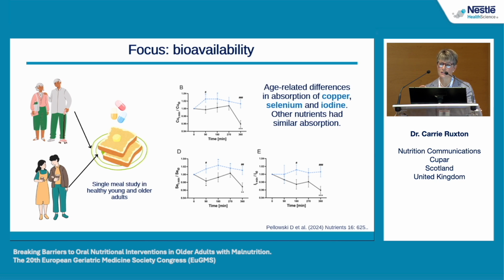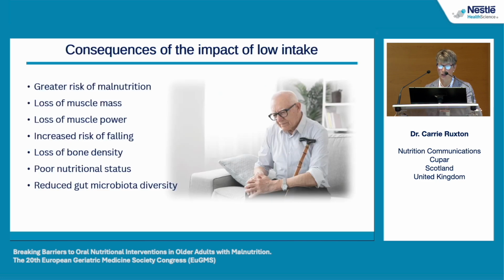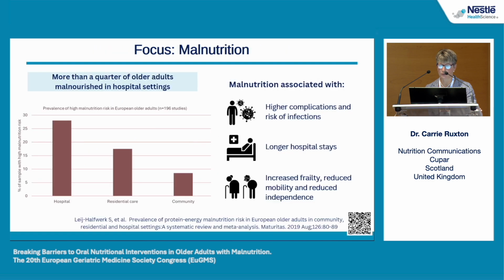This was just one study, and this is the type of study I would actually like to see repeated, because I wonder if there are some differences for the other nutrients, for example, vitamin D. So the consequences of having a higher requirement for certain nutrients and having a lower intake is that you have a greater risk of malnutrition. That then has an impact on the older adults' muscle mass, their muscle power, their risk of falling, their bone density starts to decline, and they have an overall poor nutritional status. They also have a reduced diversity of gut microbiota. That is not just related to the dietary intake, but related to the effects of aging as well.